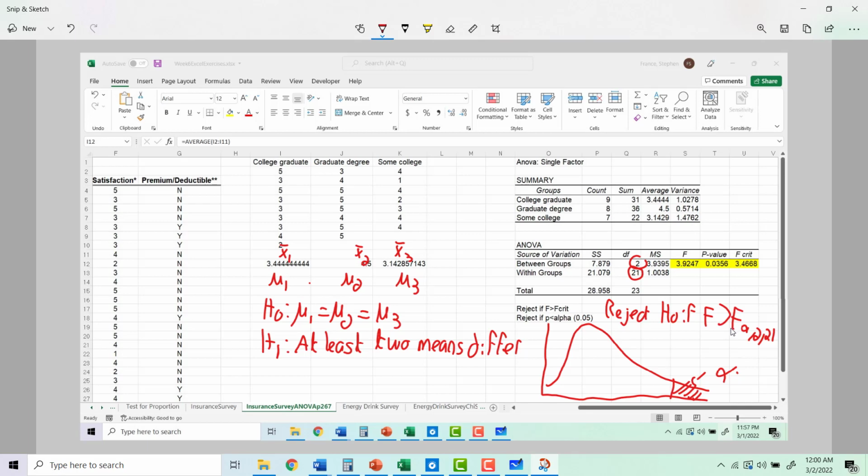I think we've chosen 0.05 here. But again, we also reject H0 if my p is less than my alpha. So let's have a look at what my F critical is. It's 3.4668. Now, let's go to my blue.